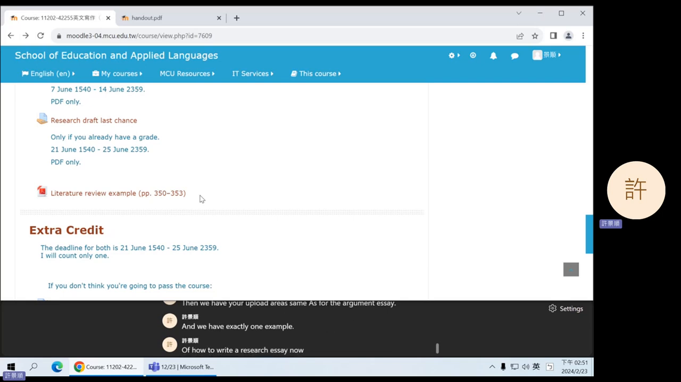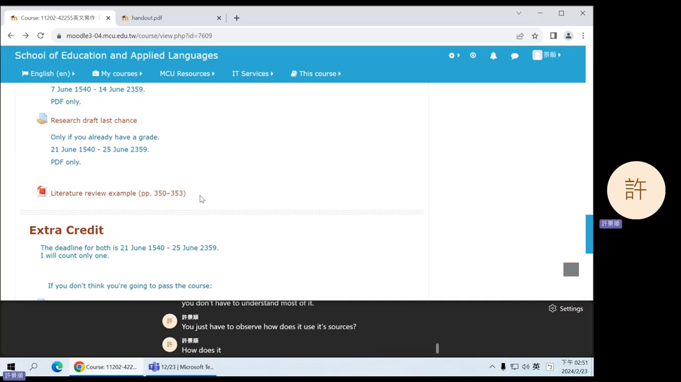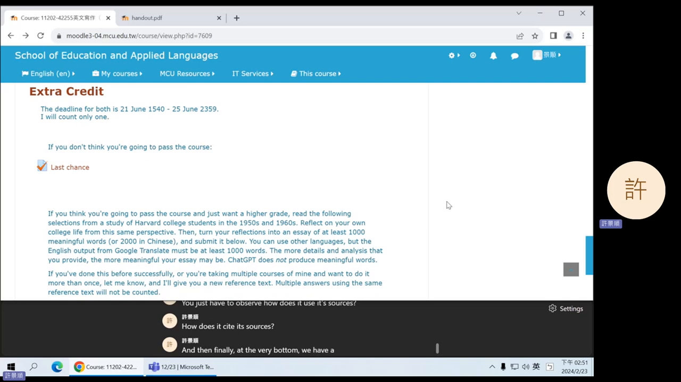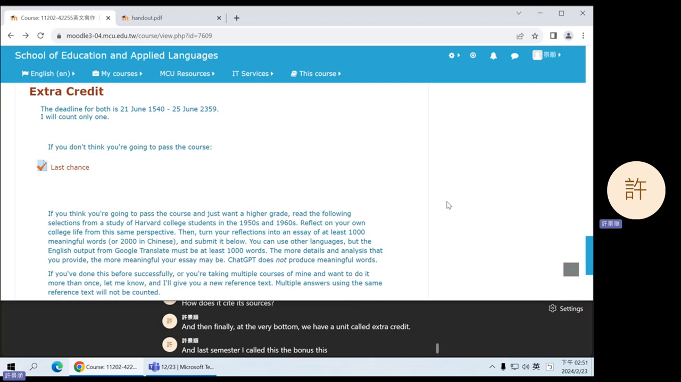Now, this is a professional research essay, so it is not easy to read. But you don't have to understand most of it. You just have to observe how does it use its sources? How does it cite its sources? And then finally, at the very bottom, we have a unit called extra credit. Last semester, I called this the bonus. This semester, I'm changing it a little bit. There are actually two kinds.